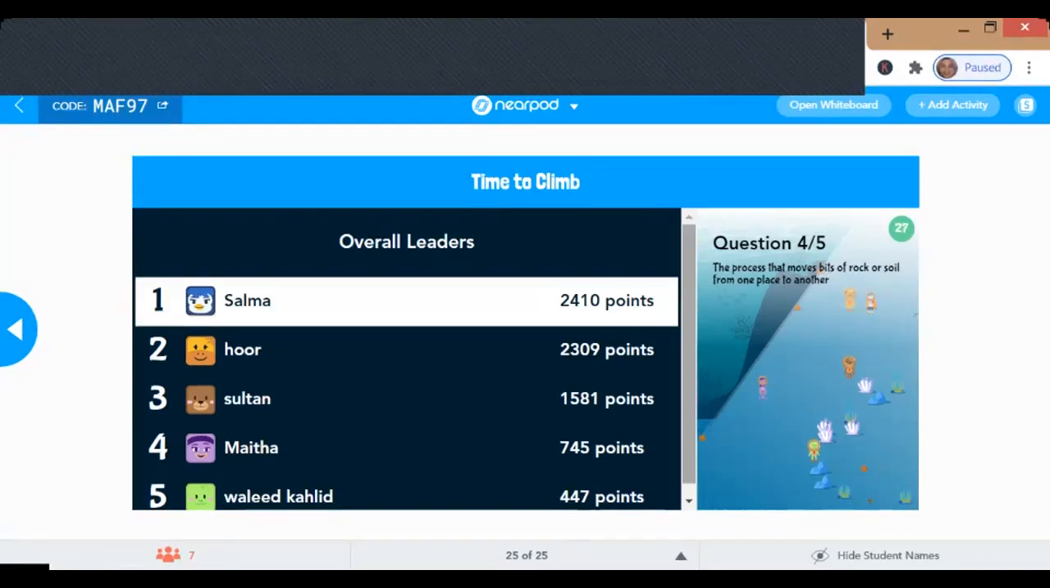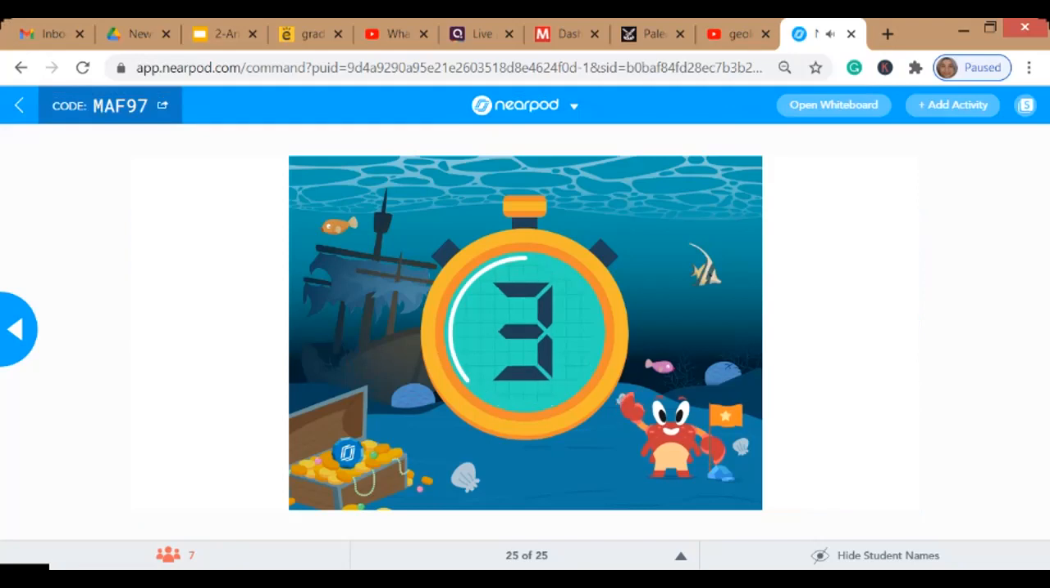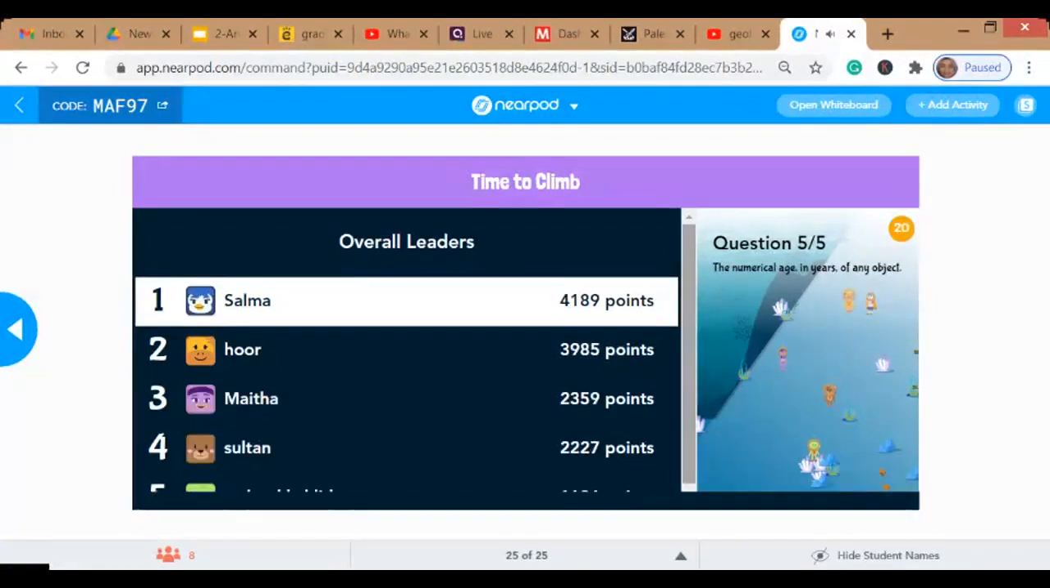The process that moves a bit of rock or soil from one place to another place. You can see the options. Select the correct one. The numerical age in years of any object. What is that? That's the last question. Well done, Salma, Noor, Meetha.